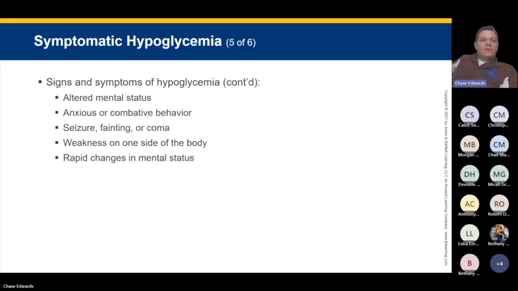You're also going to have altered mental status, where they're aggressive, they're going to be confused, lethargic, or they'll have that unusual behavior that we talked about. We consider that altered mental status. They can be anxious or combative, which would also be altered. Seizure, fainting, or coma, those are all also altered mental statuses. Weakness on one side of the body can actually mimic what a stroke looks like. So the rapid changes in mental status can be a big issue.